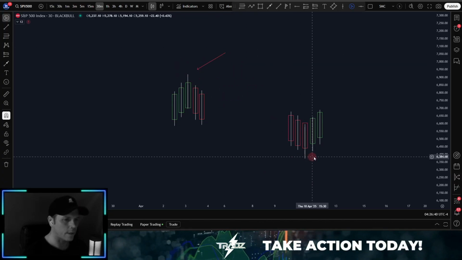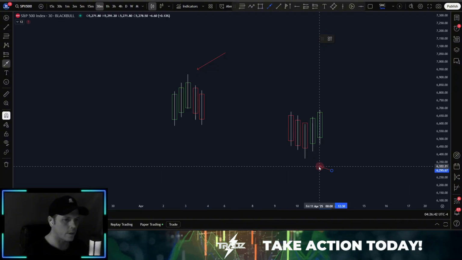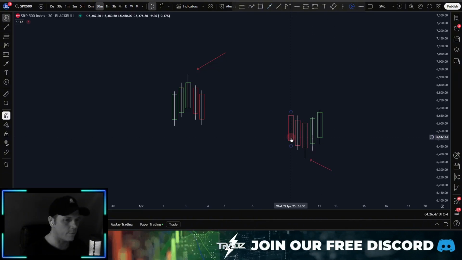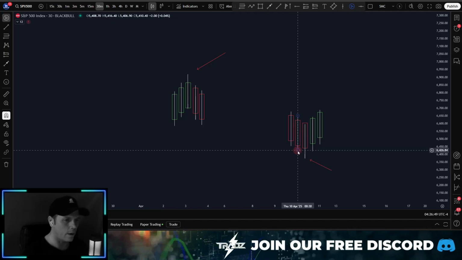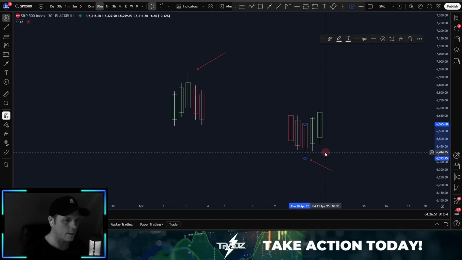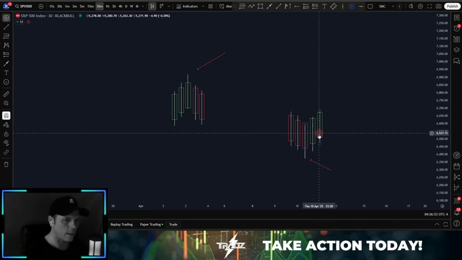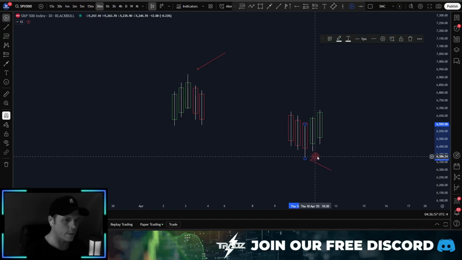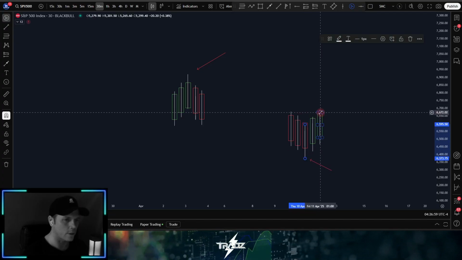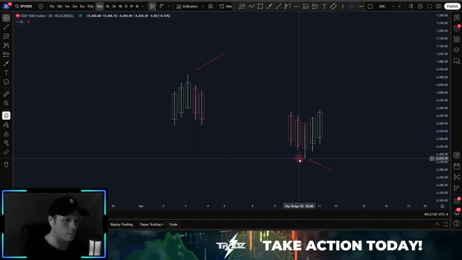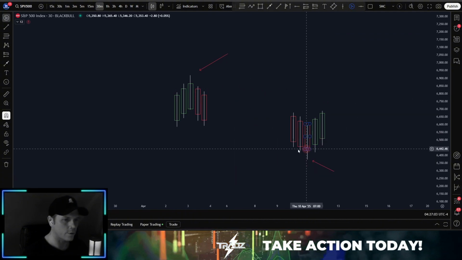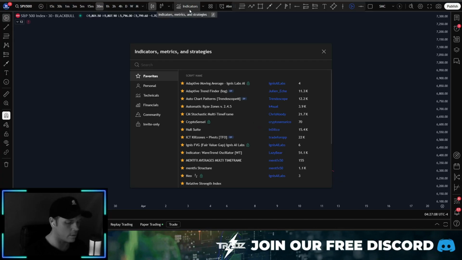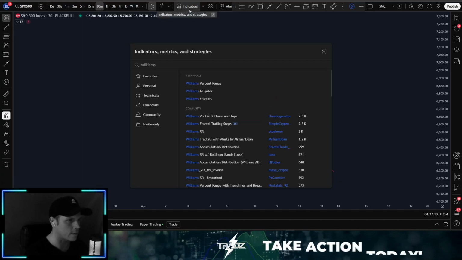And then you have the fractal low, which is right here, right? The two candles after or before need to be higher than this low point right there, right? And these two candles after need to also be higher than this low point, and this candle needs to close, and that's a fractal low right there. If you're uncertain how to find those fractals, you can use an indicator called Williams Fractals as well.